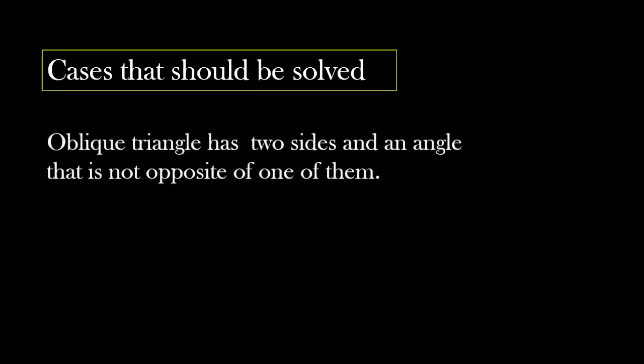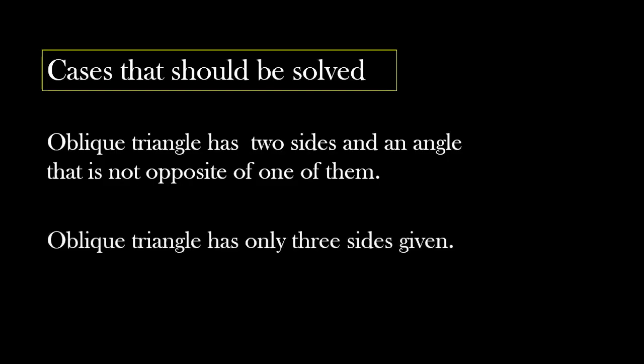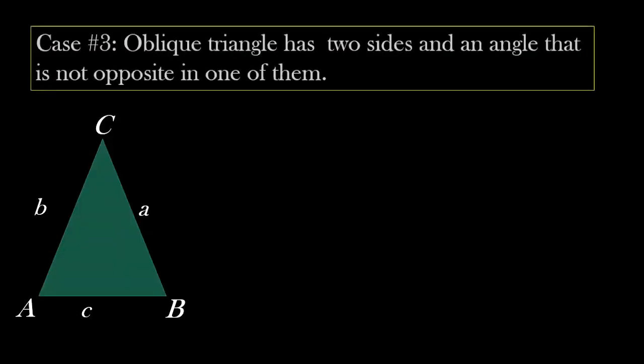These are the cases in oblique triangles that should be solved. Case 1: the oblique triangle has two sides and an angle that is not opposite of one of them. Case 2: the oblique triangle has only three sides given. Case 3: the oblique triangle has two sides and an angle that is not opposite of one of them. Let's say, for example, the value of side a is equal to 5, side c is equal to 6, and angle B is equal to 60 degrees. Find the value of the side b.